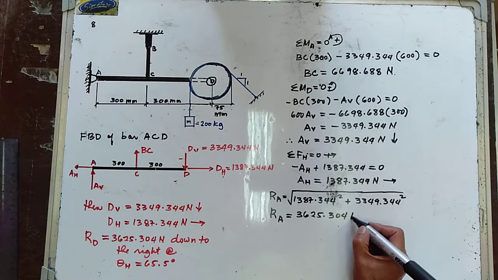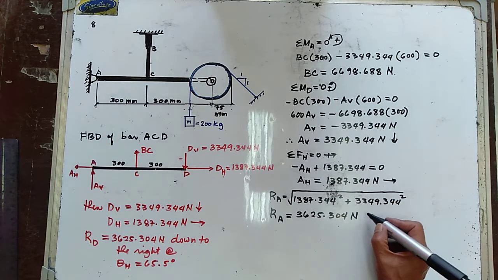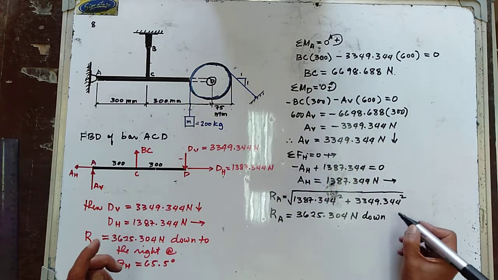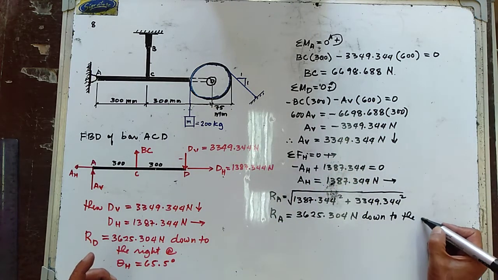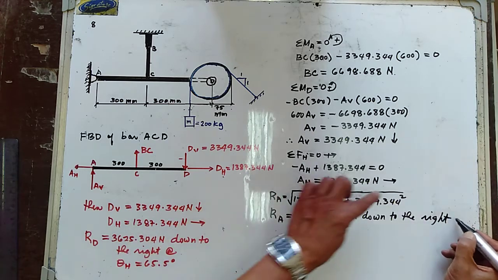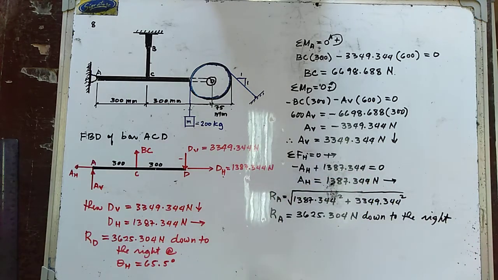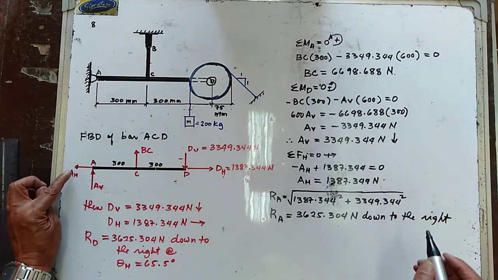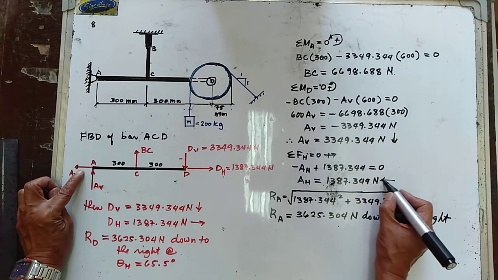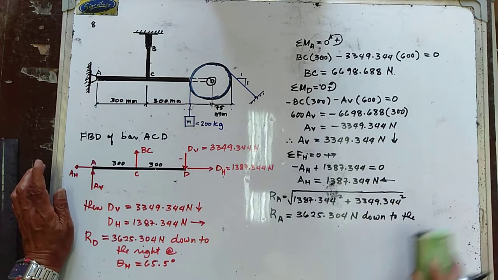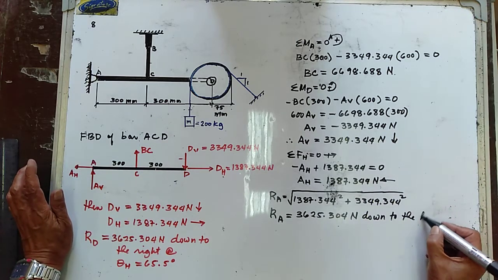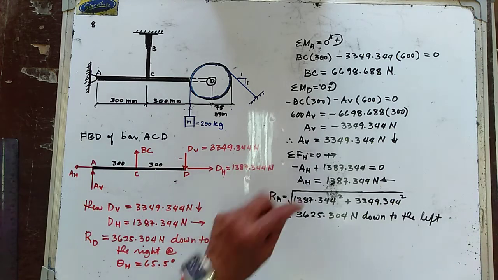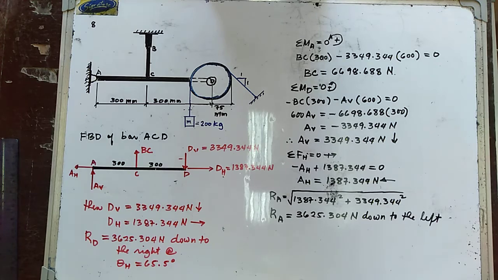25.304 newtons. And this is now down to the right. So it is down to the left. You get a positive value. So this is the correct direction. That is going to the left. And that is down to the left. So the assumed direction is correct because we get a positive value of A horizontal.